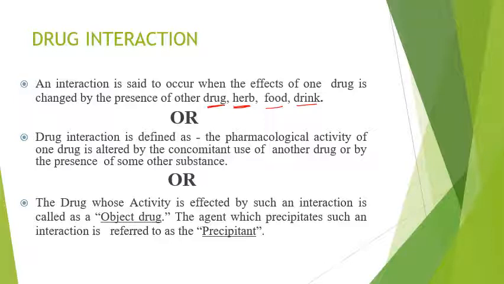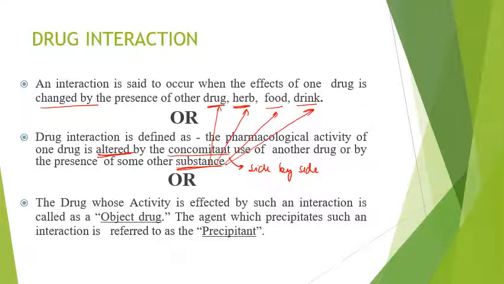An interaction is said to occur when the effect of one drug is changed by the presence of either a drug, herb, food or a drink. Now moving on to the next definition. It can also be defined as when the pharmacological activity of one drug is altered by the concomitant use. Concomitant means side by side. Is altered by the concomitant use of another drug or by the presence of some other substance. So substances here can be either a drug, a herb, another food or a drink.